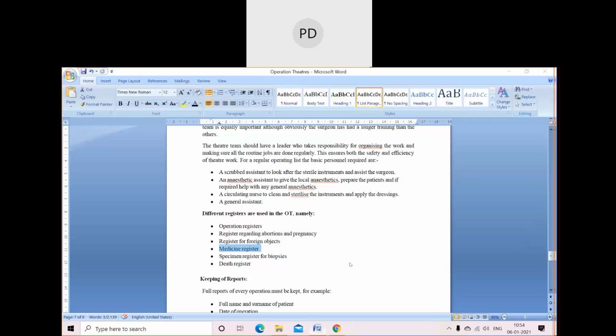Okay. So the medicine register. Who can tell me what is maintained in this particular register? Do you have any idea what will be there?